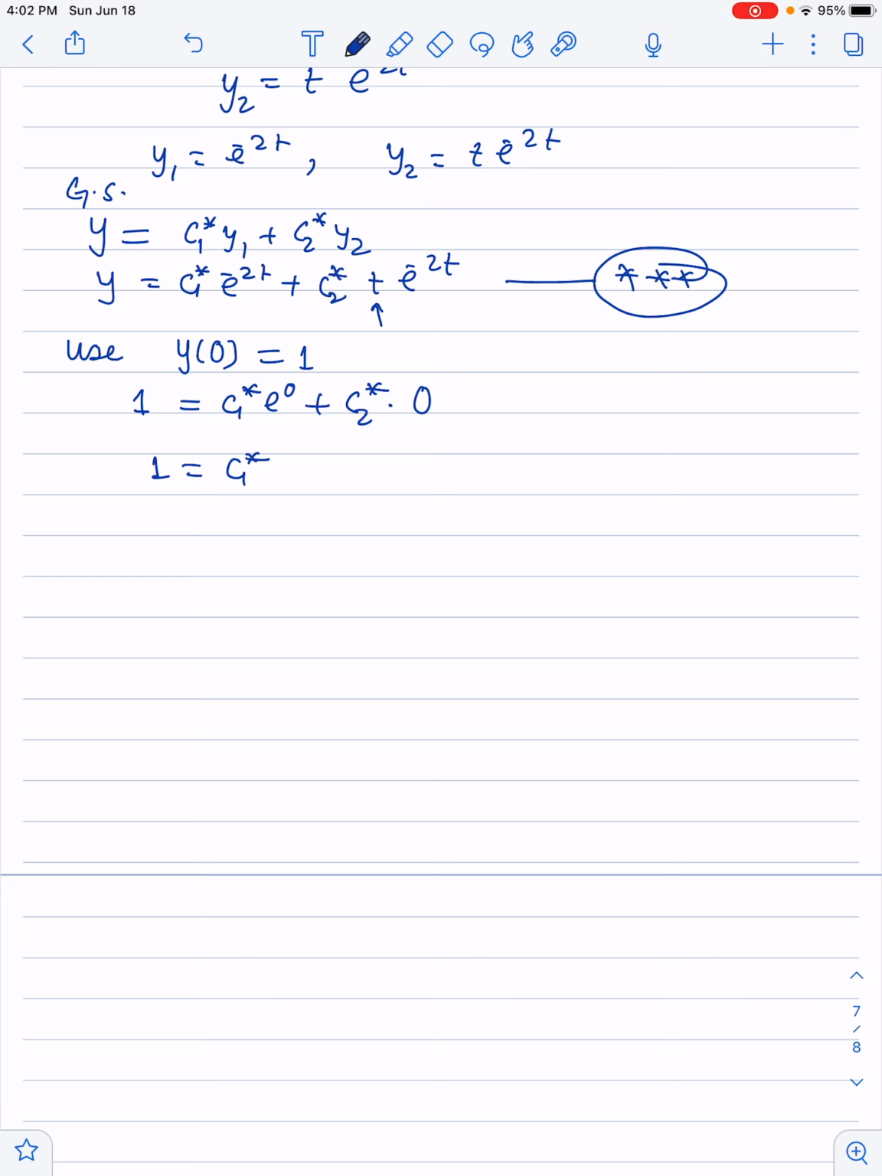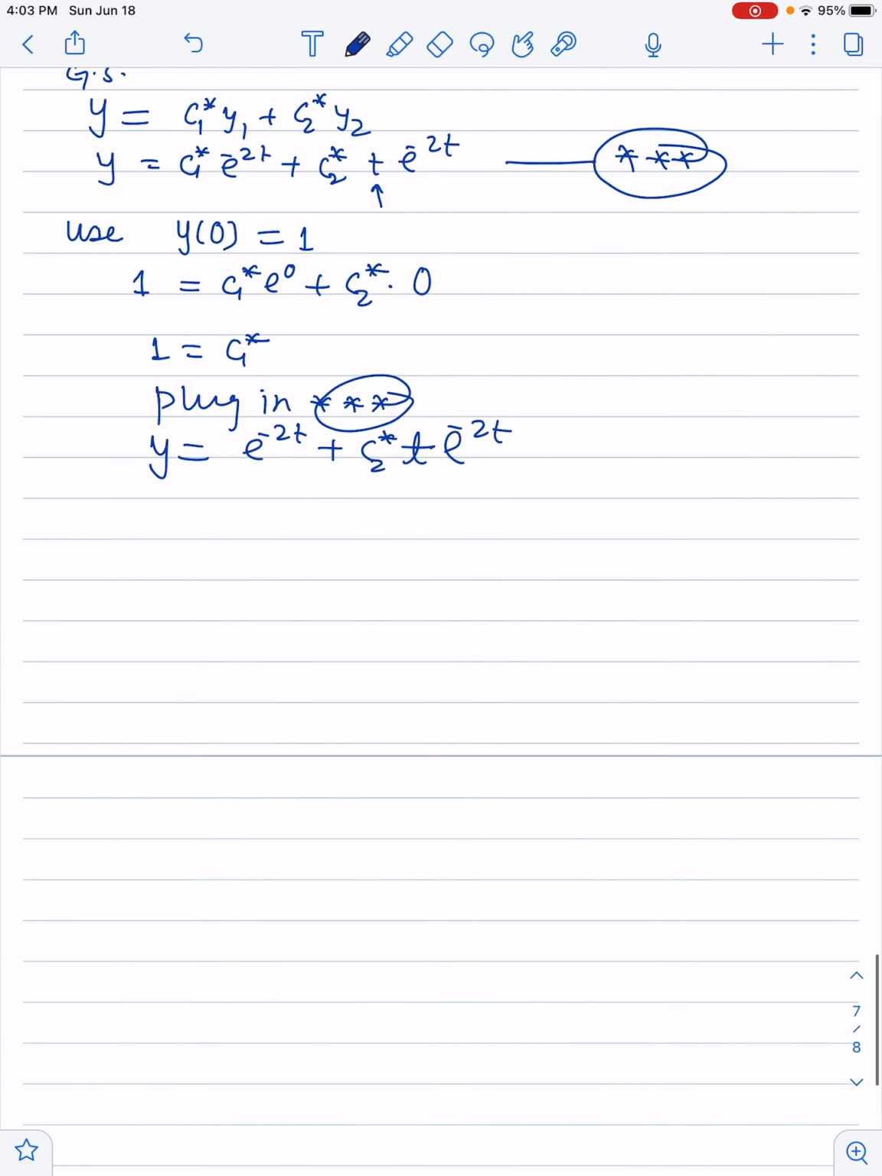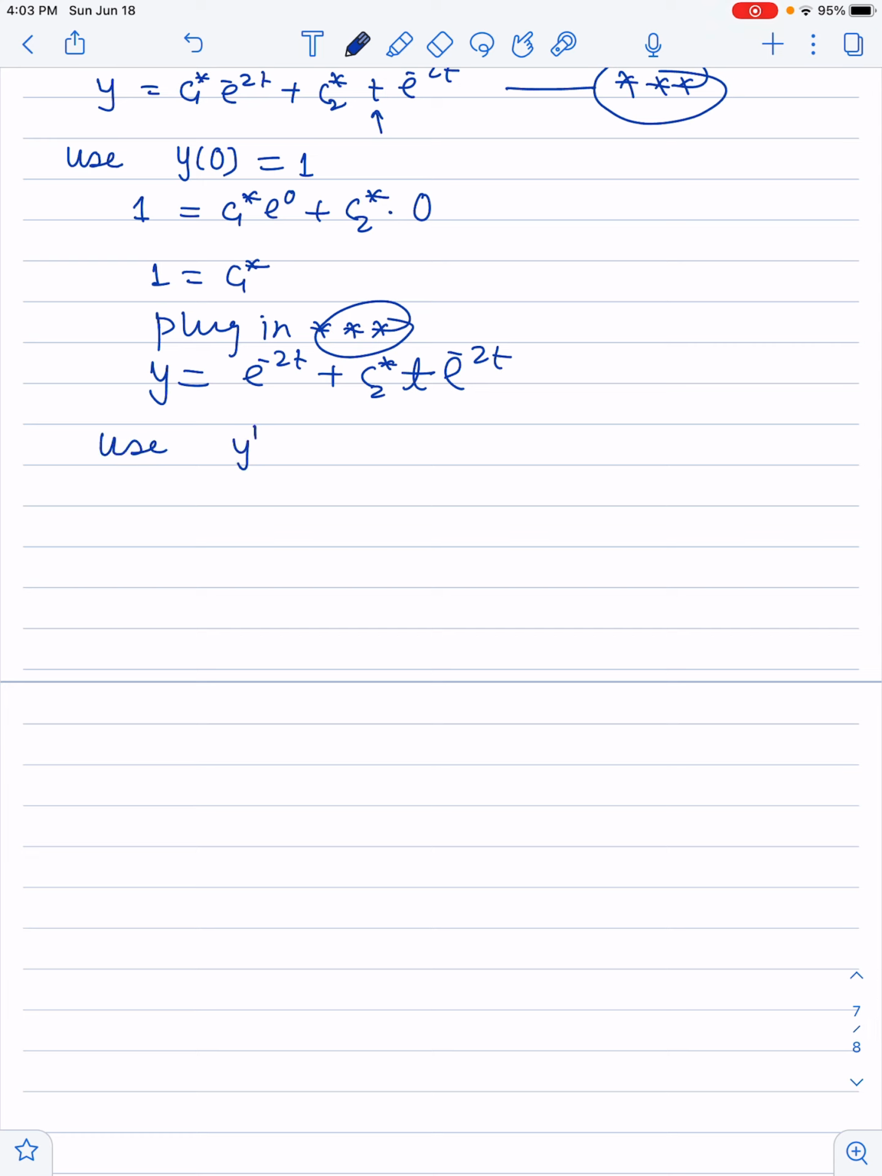All right, C1 star is 1, so I'm going to plug it into the triple star. So it will be y equals e to the negative 2t plus C2 star times t e to the negative 2t. Now we can find C2 star by using another initial condition. The next initial condition is this one: y prime at 0 equals negative 8. That means we need to differentiate this one. Let's call it equation 1. So differentiate equation 1 with respect to t.